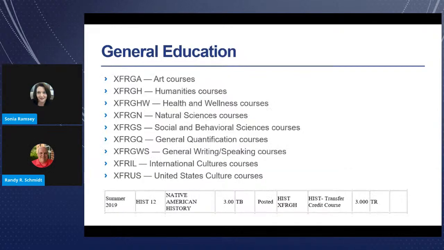The general education courses are courses that are not a direct match, but can be considered for Penn State's general education requirements. As shown on this slide, the letters after XFR dictate the course determination. In our example, we have HIST 12, History 12, titled Native American History. We see that this course transfers in as HIST, History, XFR, GH. This means that History 12 is a humanities course. Okay, please take a moment to read and familiarize yourself with the other course attributes listed on this slide.